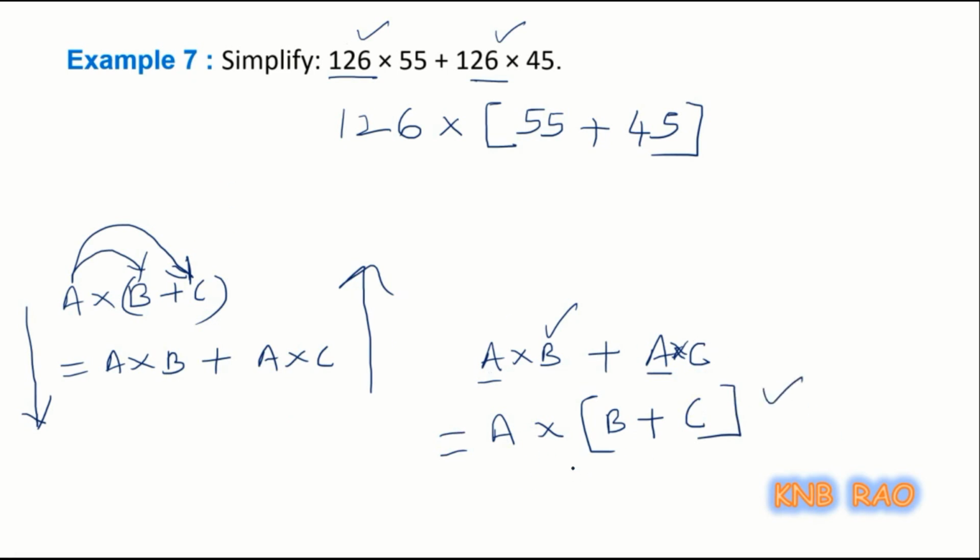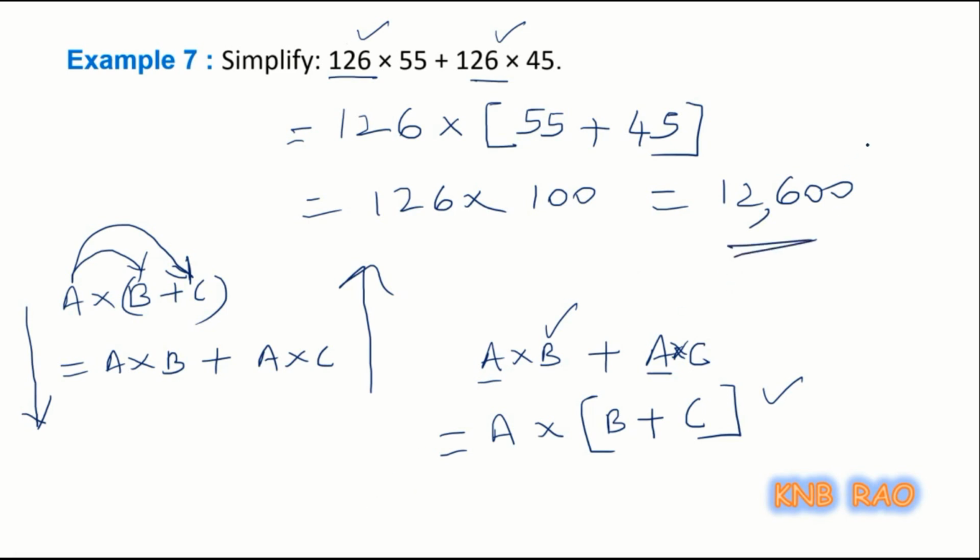This is called taking A common out. And you will be learning factorization of algebraic expressions, and this is one of the techniques of factorization. This terminology you will learn in your later class, maybe 7th standard. Now anyway students, I use the reverse of distributivity here. Now what happened if I do reverse here? 55 plus 45 is 100. Now 126 into 100 is very simple, 12,600.